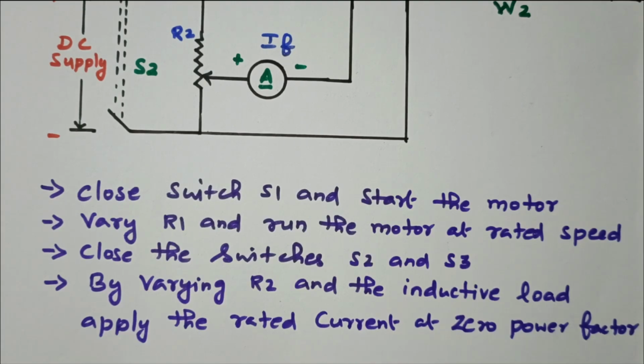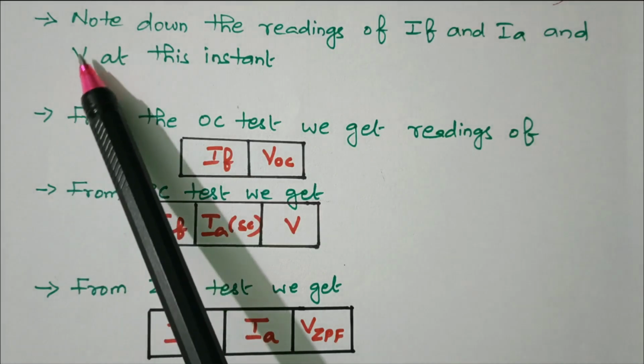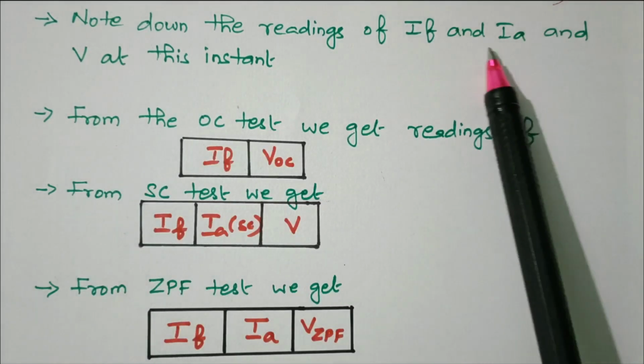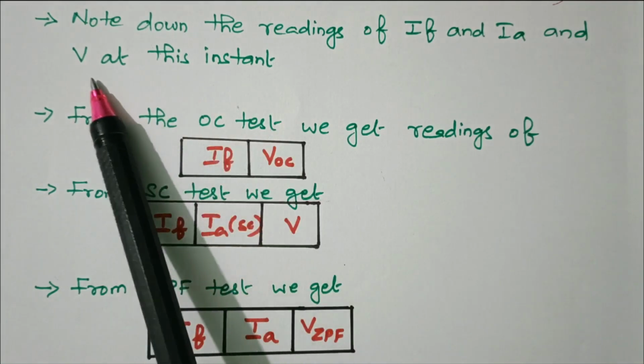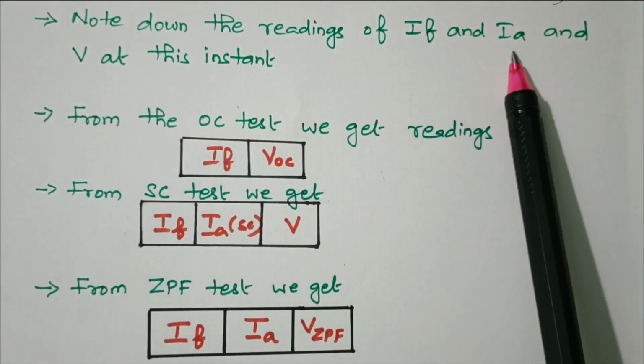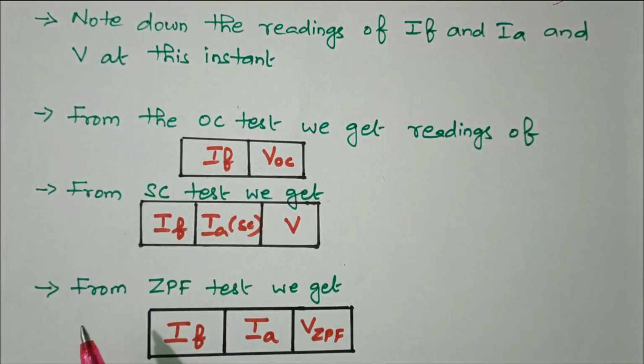Now we'll see what readings we need to note down. So now note down the readings of IF, IA and V. These three readings are the field current, the armature current, as well as the voltage.